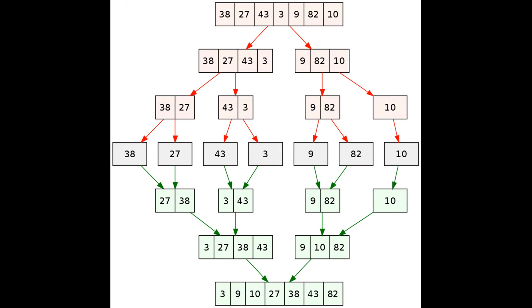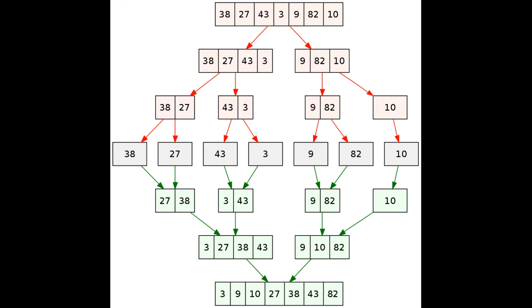So the very first values that we're going to merge are 38 and 27. So we're going to compare those and see which one's less and put it into our newly merged list first. And then we're going to put in the 38. We're going to do the same thing with 43 and 3.